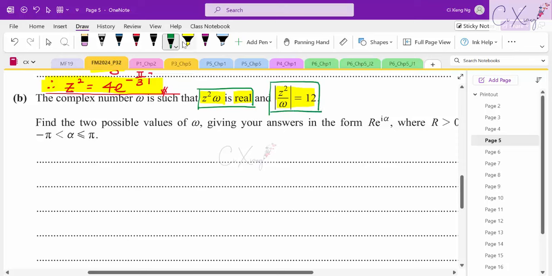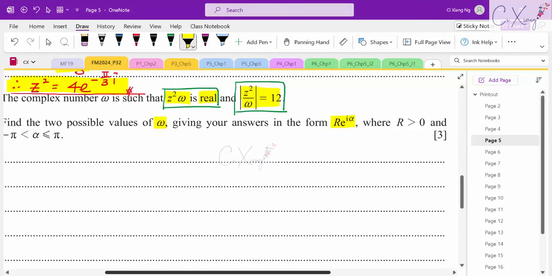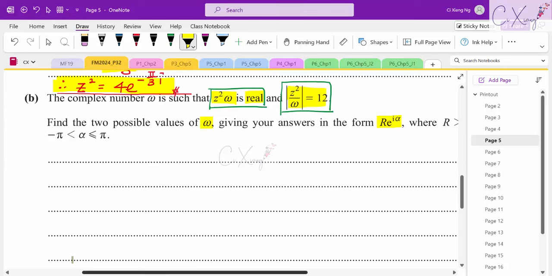So what should we do next? They want us to find the two possible values of W, giving your answer in the form R e power i alpha, where R is greater than 0 and alpha is between negative pi and positive pi. They want us to express our final answer in exponential form.